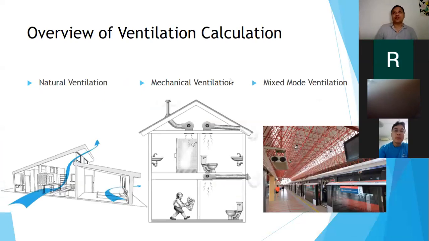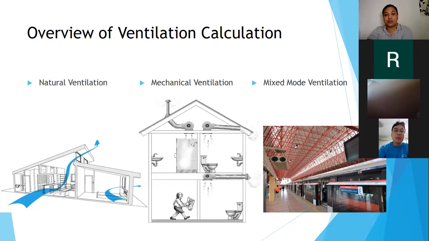First is natural ventilation, where you don't need any mechanical equipment to introduce outdoor air. Air flows through naturally. Second is mechanical ventilation, where you use fans or blowers to introduce outdoor air into a space. And there's also a mixed mode, where you take advantage of the natural ventilation and supplement it with mechanical ventilation. Since we are doing calculation for mechanical ventilation, we will not be tackling much about natural ventilation and mixed mode, but we will be focusing on mechanical ventilation.